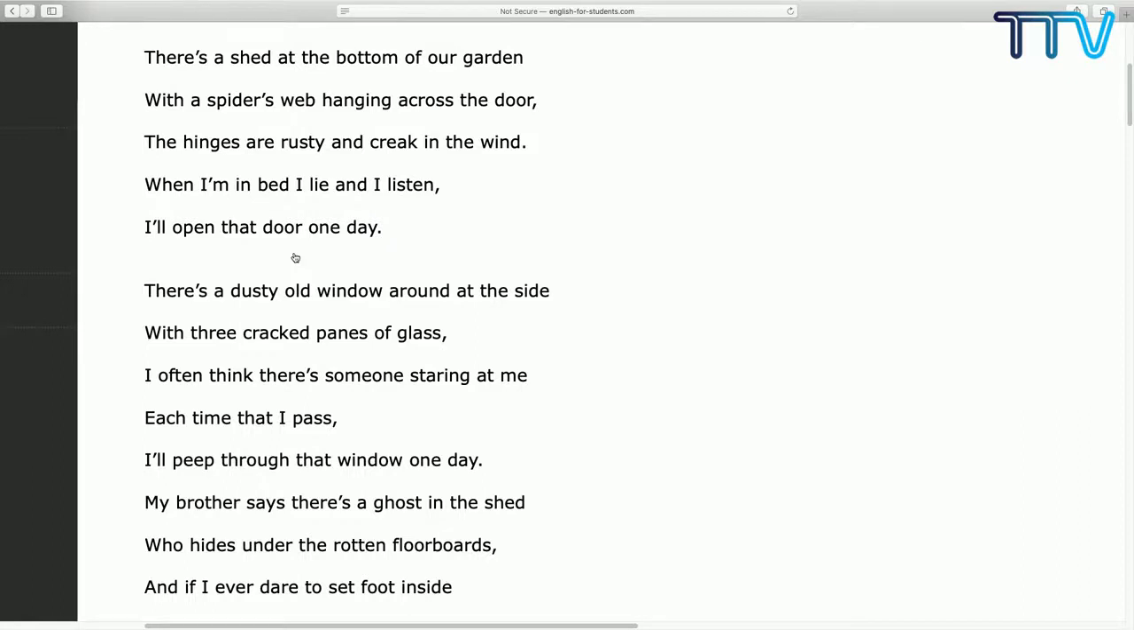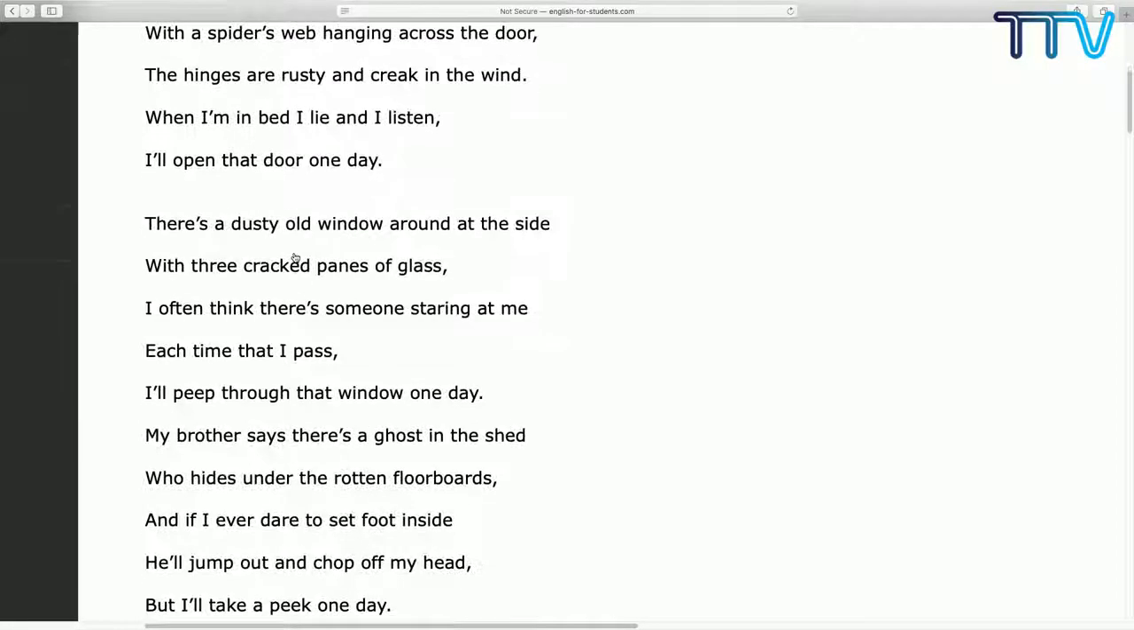"There is a dusty old window around at the side with three cracked panes of glass. I often think there is someone staring at me each time that I pass. I will peep through that window one day. My brother says there is a ghost in the shed who hides under the rotten floorboards. And if I ever dare to set foot inside, he will jump out and chop my head, but I will take a peek one day."